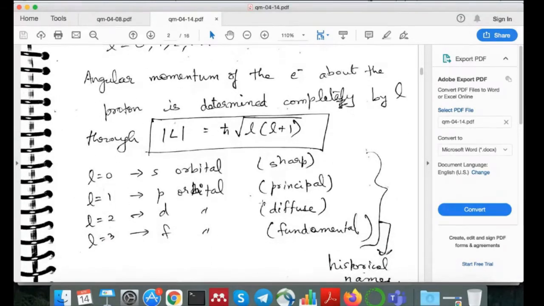Initially, of course, you have heard about s, p, d, and f orbitals. This s, p, d, and f comes from historical names. People initially were looking at the sodium spectra. The sodium atom goes as 1s2, 2s2, 2p6, and then 3s1. That's right, so it has 11 electrons, and that is how they will be arranged.